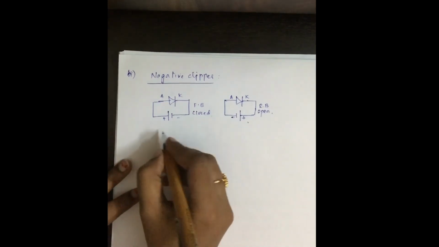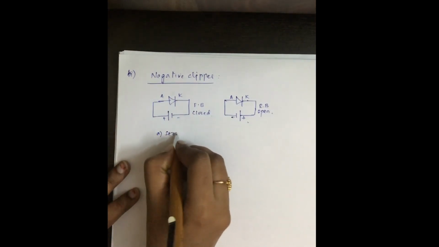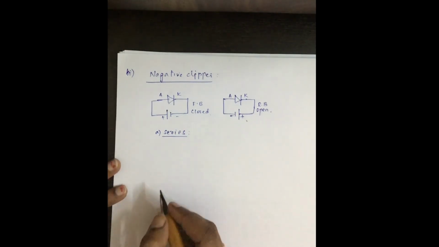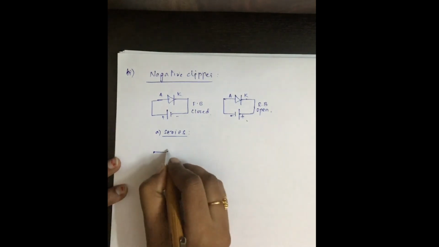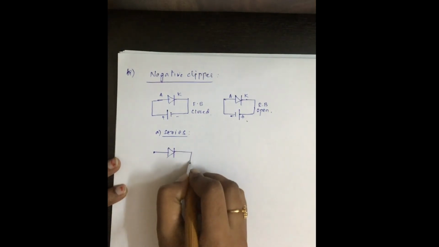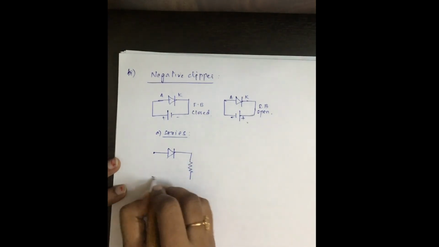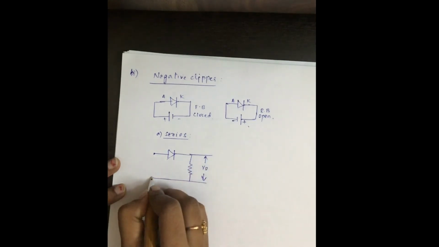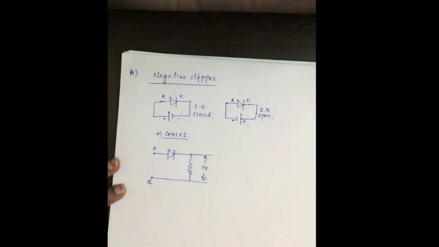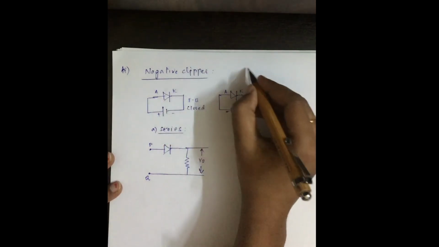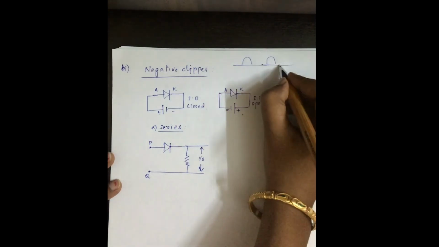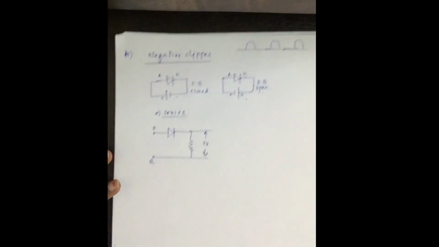In the negative clipper also you have a series negative clipper. That means the diode is connected in series to the load resistor. Output. This is P and this is Q. So the negative clipper clips the negative part, so you will get only the positive half of the cycle.